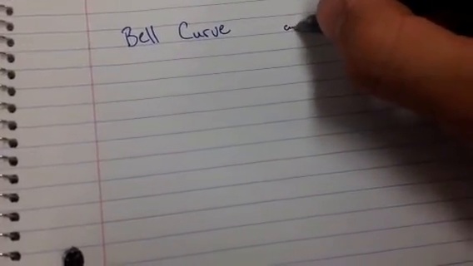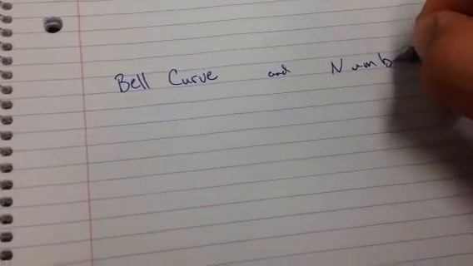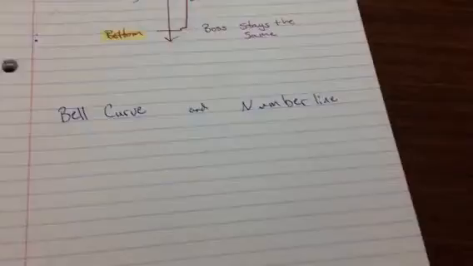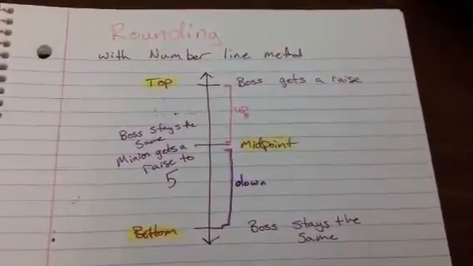So in this class we have two ways of rounding. I teach them a couple different ways because I think it's important for them to know two different ways. We have, and they'll be able to attest to this, the bell curve and the number line. Now the number line method is a little bit different. The number line method looks like this.